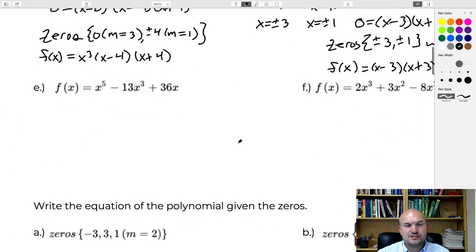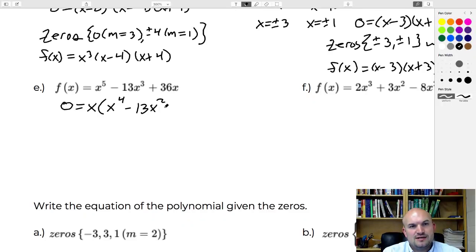All right, so now let's get into another example here. In this example, I can factor out an x. So I have 0, let's factor out the x. And by factoring out the x, I'm left with x to the 4th minus 13x squared plus 36. So in this case, I have a little extra x, and that's fine. I'm going to want to see what I can factor this.